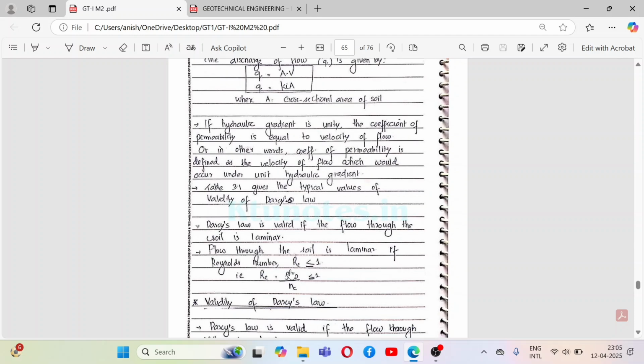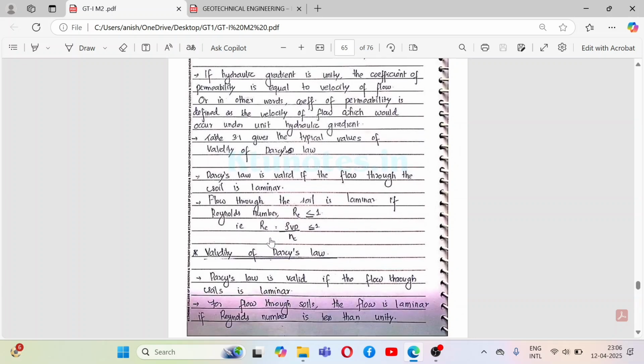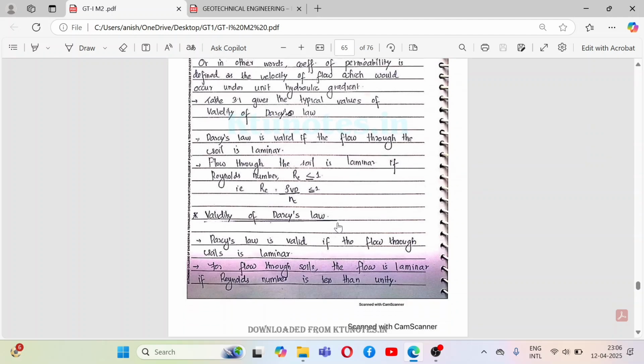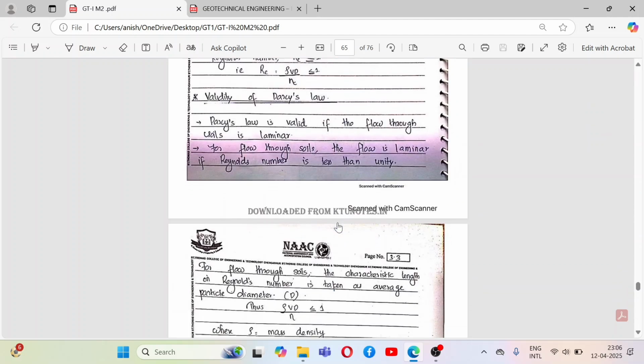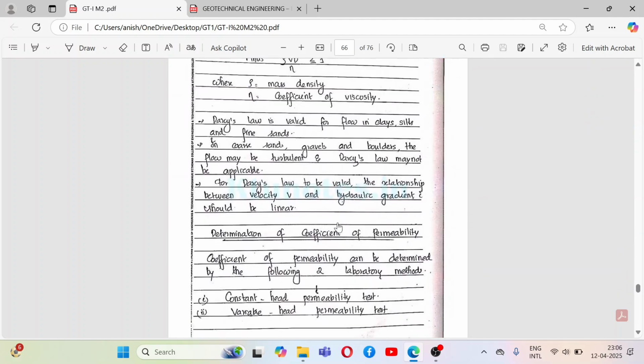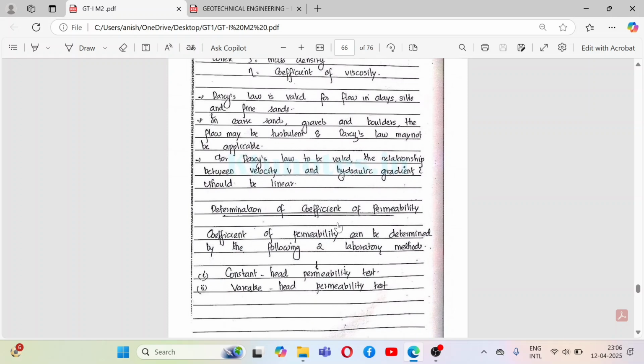I hope you have studied Reynolds number from FM, right? If hydraulic gradient is unity, the coefficient of permeability is equal to velocity of flow. So if i is 1, then permeability is equal to velocity of flow. Darcy's law is valid if the flow through the soil is laminar. Flow through the soil is laminar if Reynolds number is less than or equal to 1. So there are some points regarding validity of Darcy's law, and then determination of coefficient of permeability.